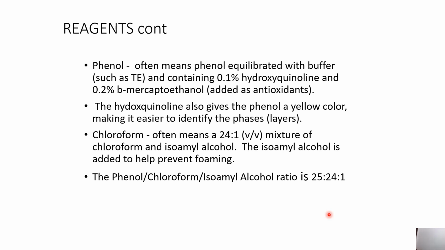Phenol often means phenol equilibrated with buffers such as TE, and containing 0.1% hydroxyquinoline and 0.2% beta-mercaptoethanol, which are added as antioxidants. The hydroxyquinoline also gives phenol a yellow color, making it easier to identify the phases as well, right? Now chloroform often means a 24:1 volume by volume mixture of chloroform and isoamyl alcohol. The isoamyl alcohol is added to help prevent foaming. And the phenol, chloroform, isoamyl alcohol ratio will be 25, 24 and 1.